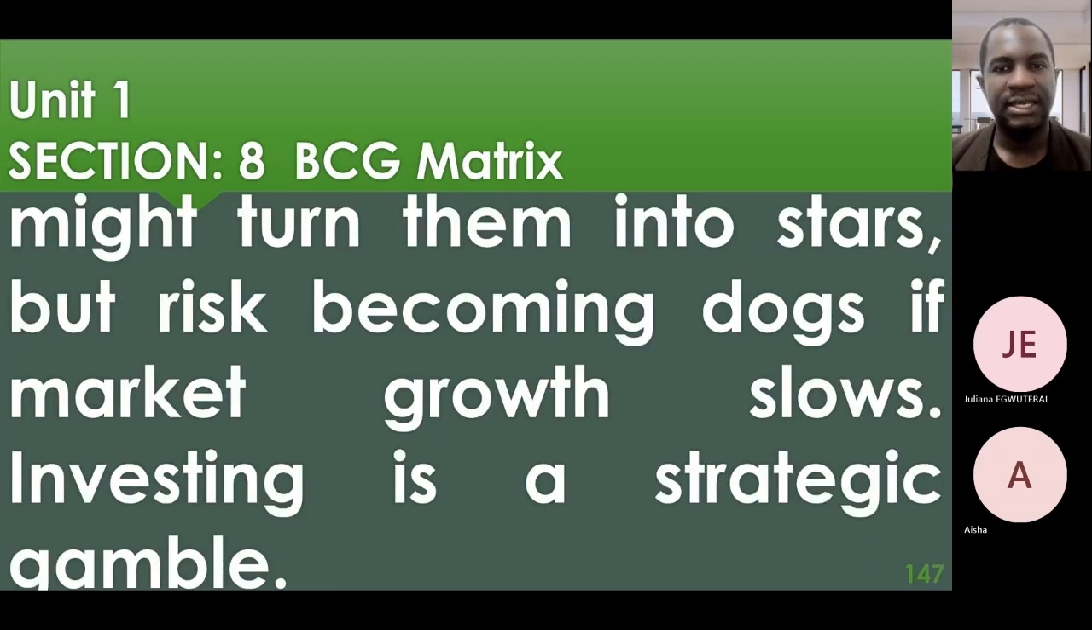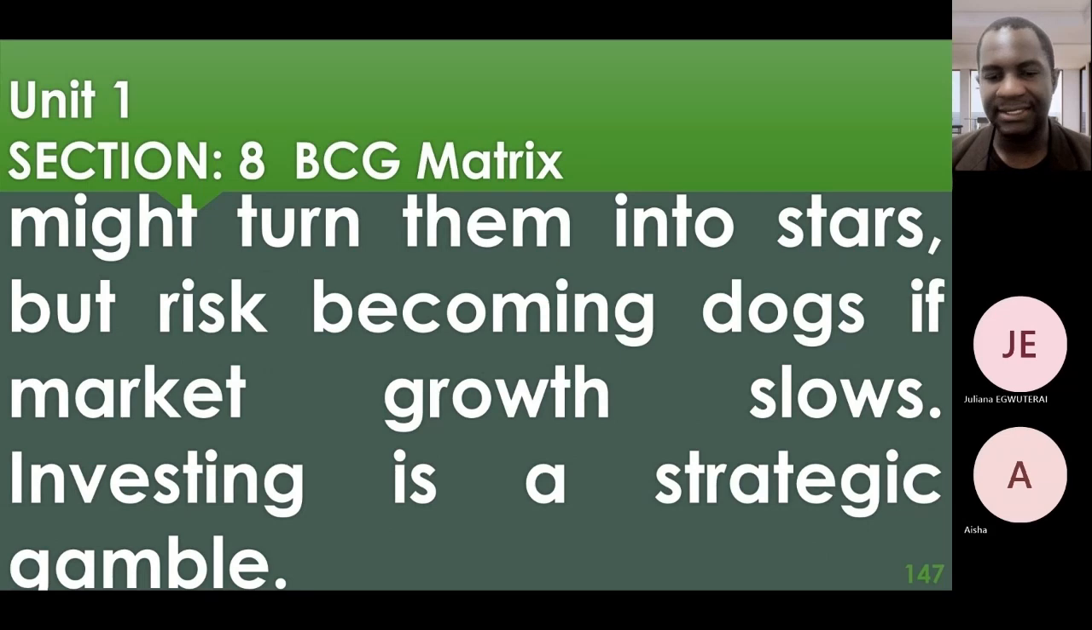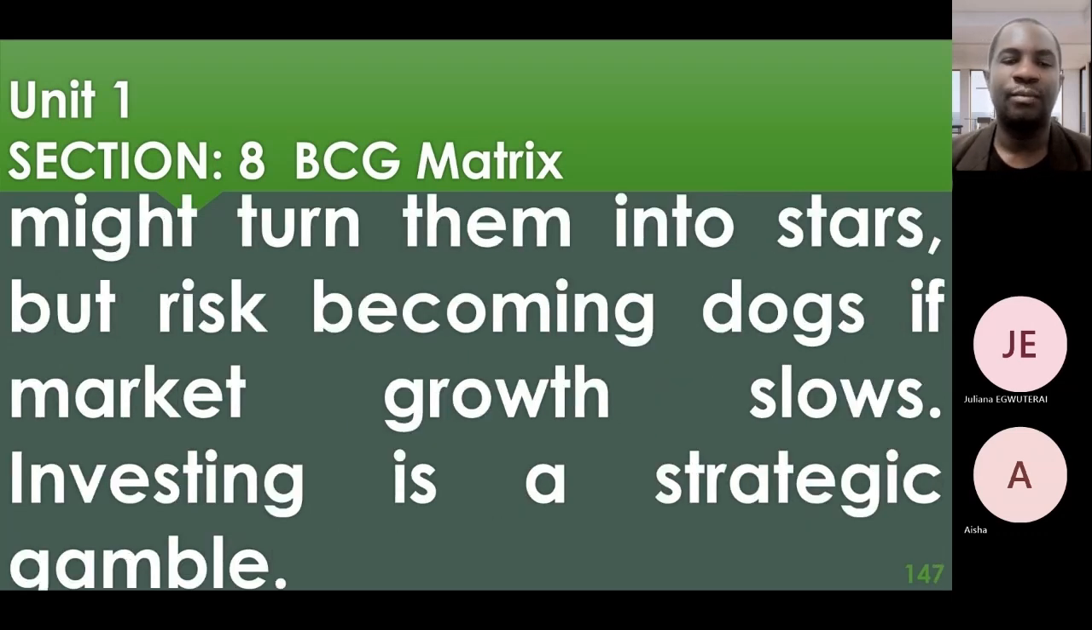So having looked at these four components, the question mark might turn into a star if proper research and development is injected, and marketing and rebranding is infused into it. It may be able to weather the storm of competition, and it may turn the question mark or problem child into a star. But there's a risk of it becoming a dog if the market growth rate slows down. So investing in the strategic gamble could be the decision management makes.